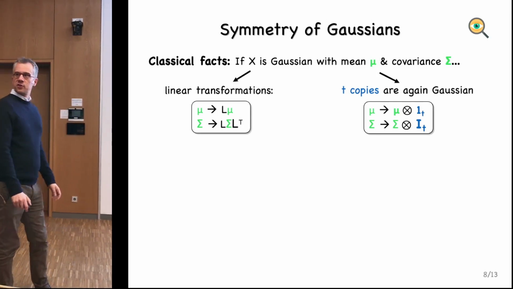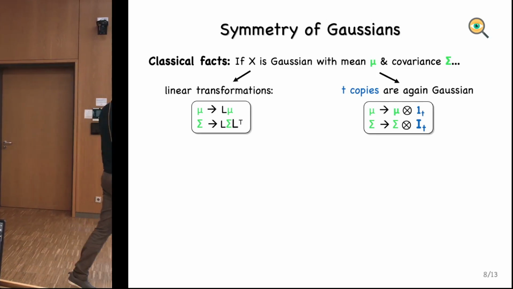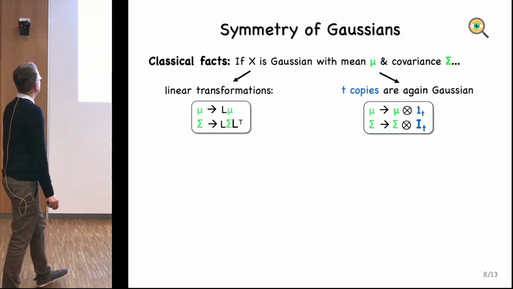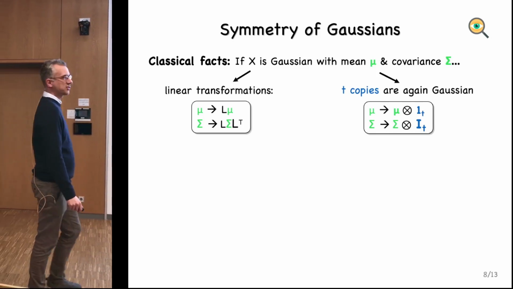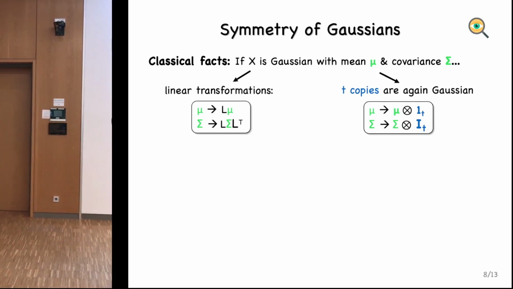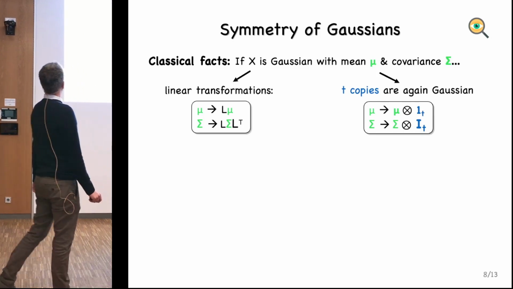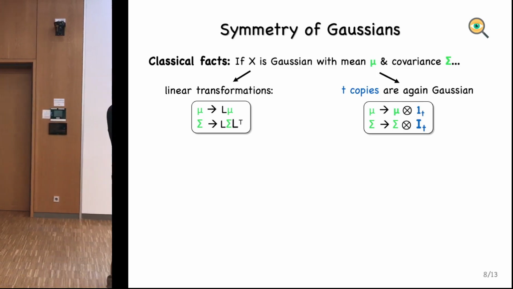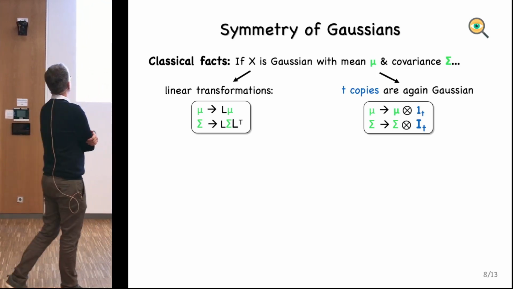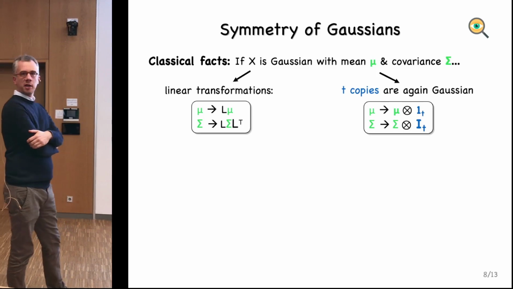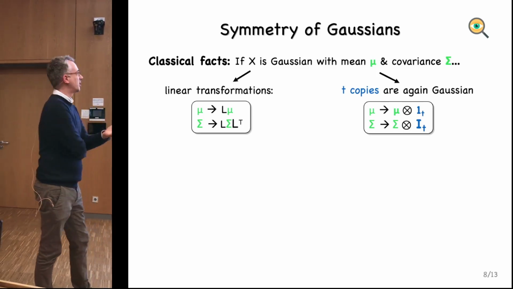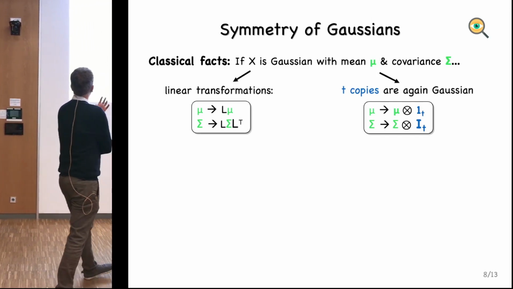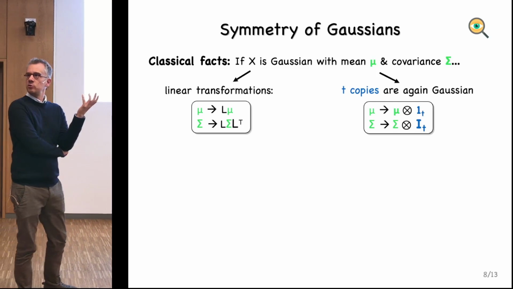All right, so now let's discuss the symmetry of Gaussians, and let's forget quantum for a moment. Let's just look at probability distributions. X is now a Gaussian random variable and no longer a set of states of interest. If X is a Gaussian with mean vector mu and covariance matrix sigma, here are two facts that we know. We know what happens when we apply linear transformations. The mean vector gets multiplied by the invertible linear map L, and the covariance matrix gets conjugated, L sigma L transpose.